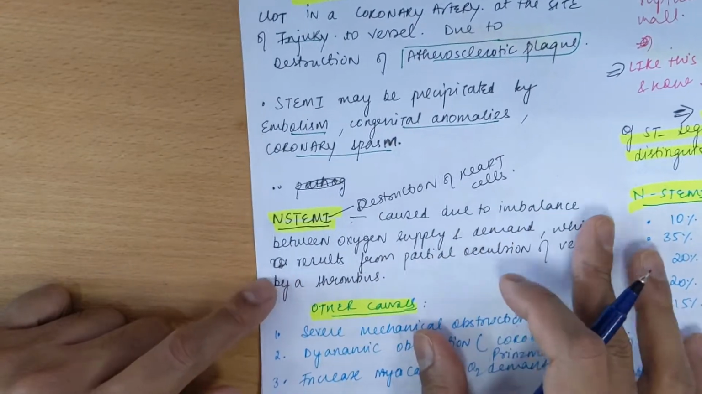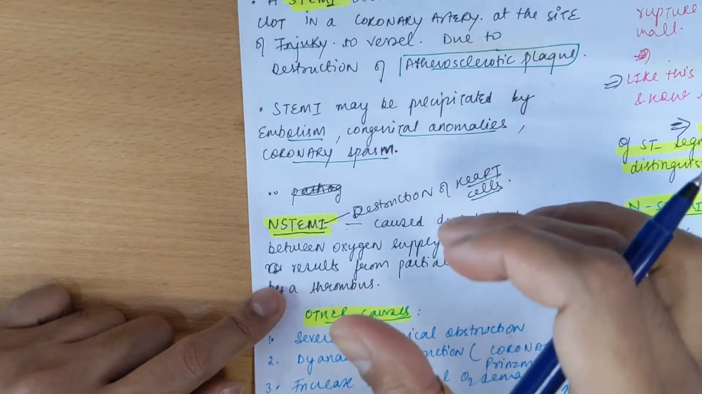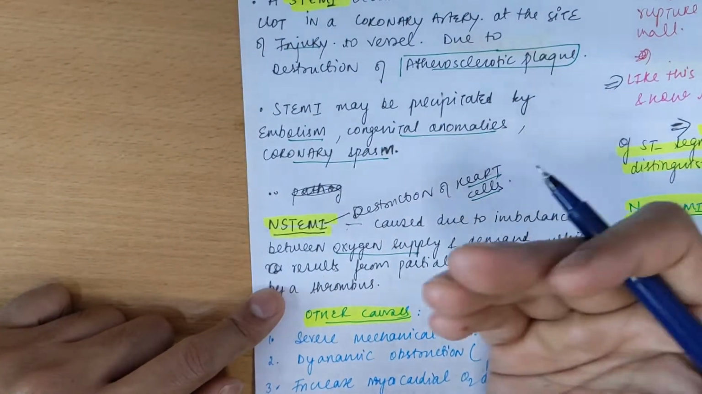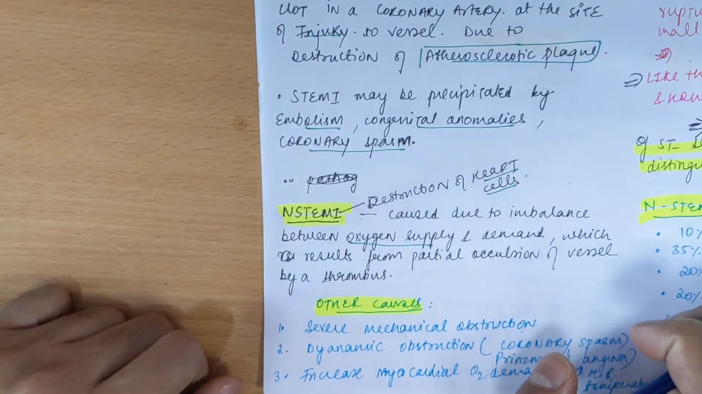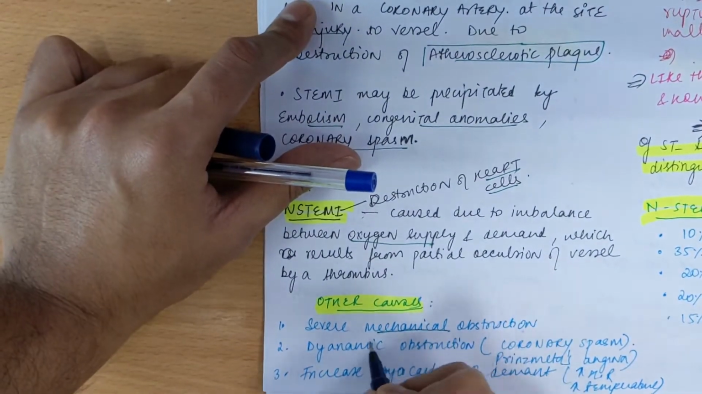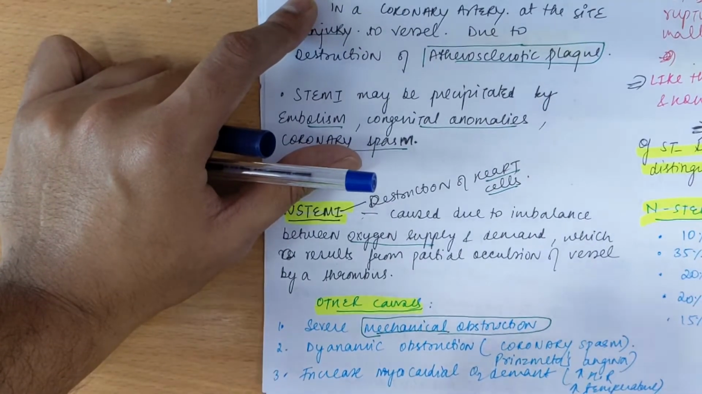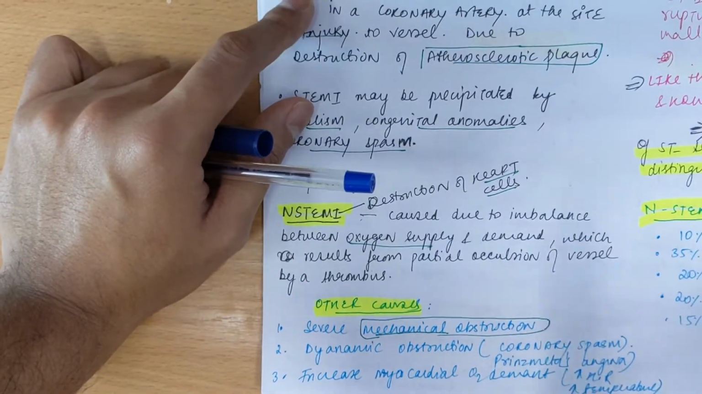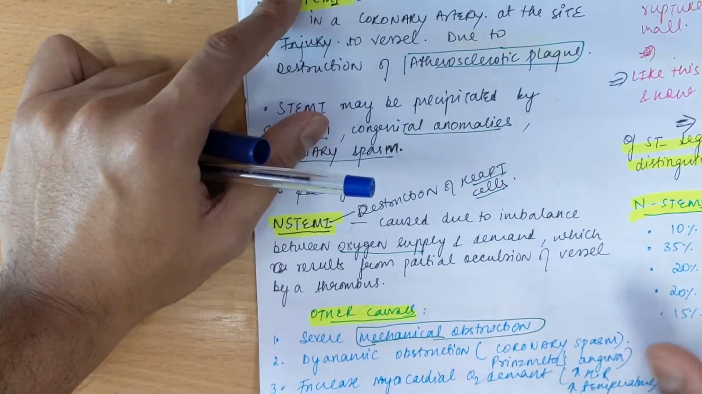And NSTEMI is one in which there is destruction of your heart cells, and this is caused not by atherosclerotic plaque, but by an imbalance between oxygen supply and demand to the heart, which leads to partial occlusion of the vessel by a thrombus. Other causes for NSTEMI can be mechanical obstruction to the blood vessel, such as chest trauma, that can lead to obstruction of the blood vessel and further lead to NSTEMI, that is non-ST elevation. So NSTEMI means there is no ST elevation in the ECG.